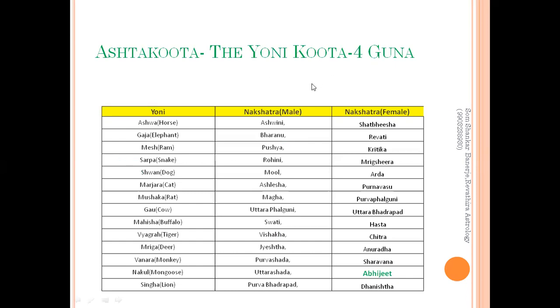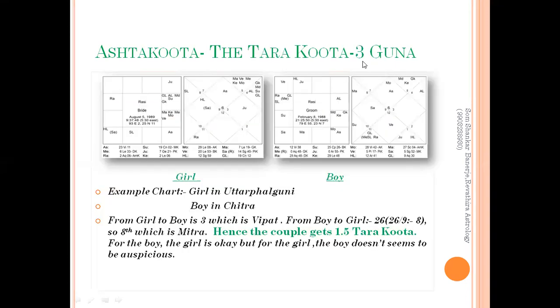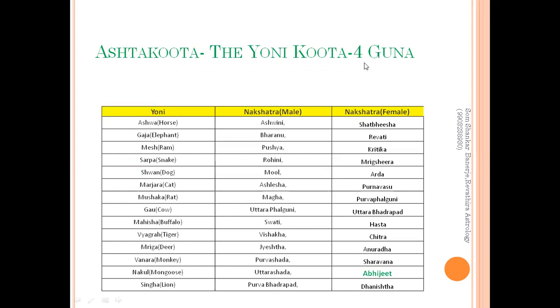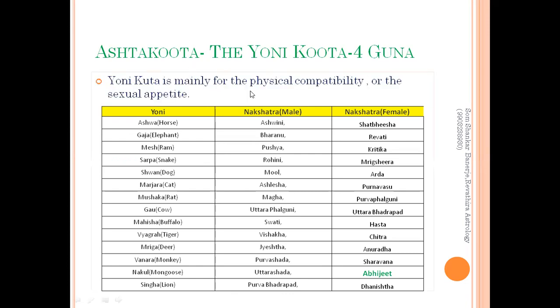Now the fourth one, Yonikuta. Tarakuta has 3 points, 3 gunas. Now Yonikuta has 4 gunas. It is basically about understanding the sexual compatibility, the physical compatibility. Yonikuta is mainly for the physical compatibility or the sexual appetite. Imagine a person, there also needs to be a balance. In today's context, this is a very important thing.